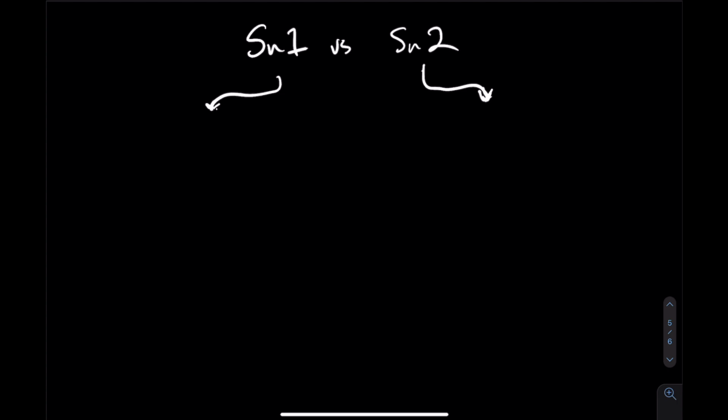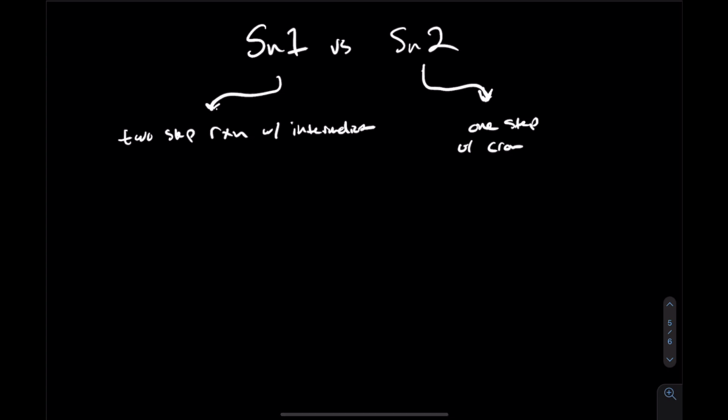All right, and Sn1 was the two-step reaction. That's a two-step reaction where the only thing that mattered in the rate was the formation of the intermediate carbocation. Sn2 reaction, that was only a one-step process with a crowded transition state.